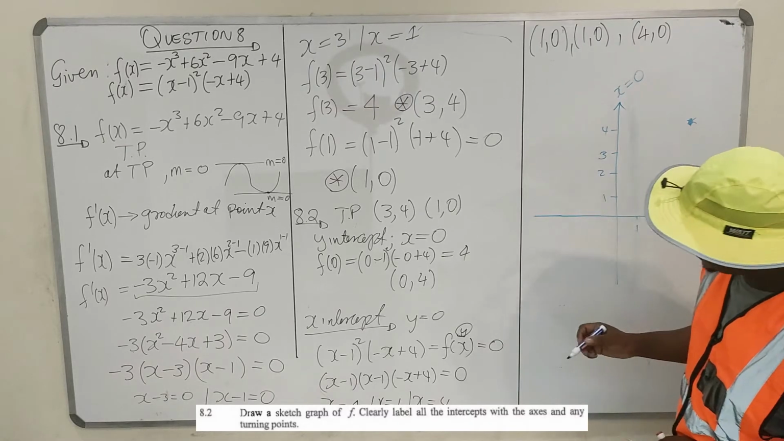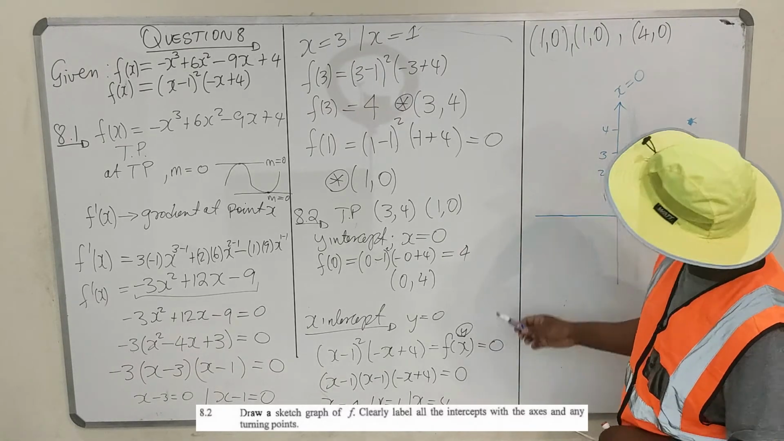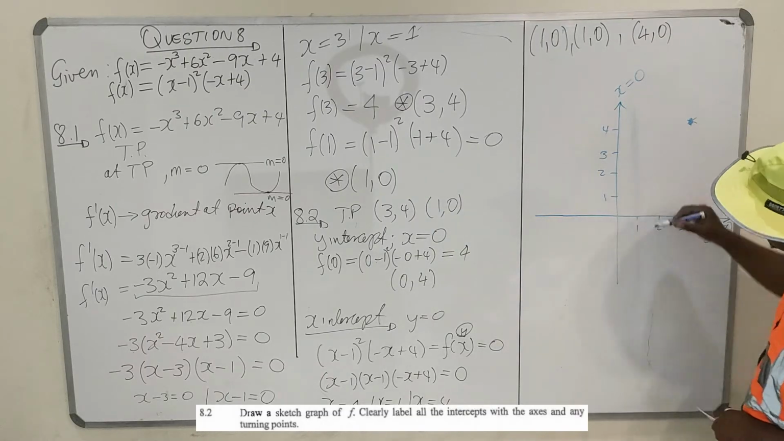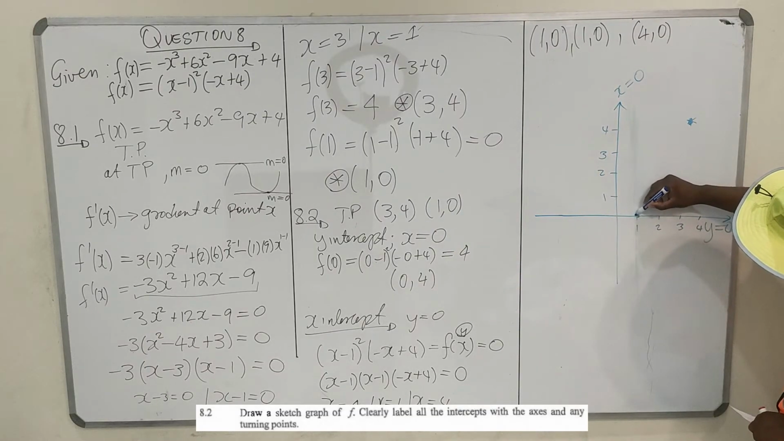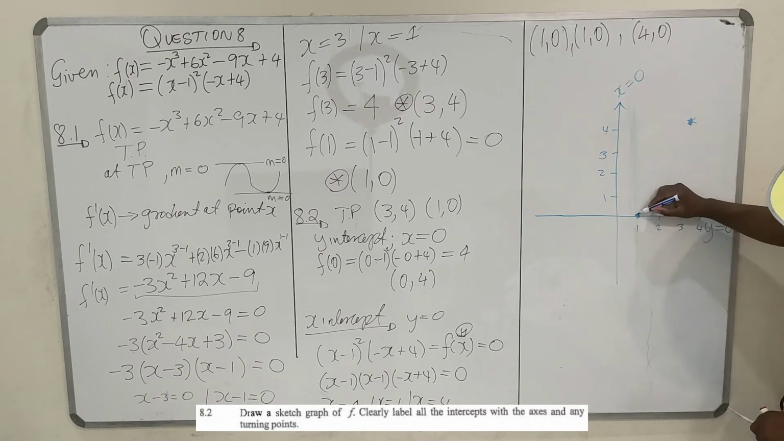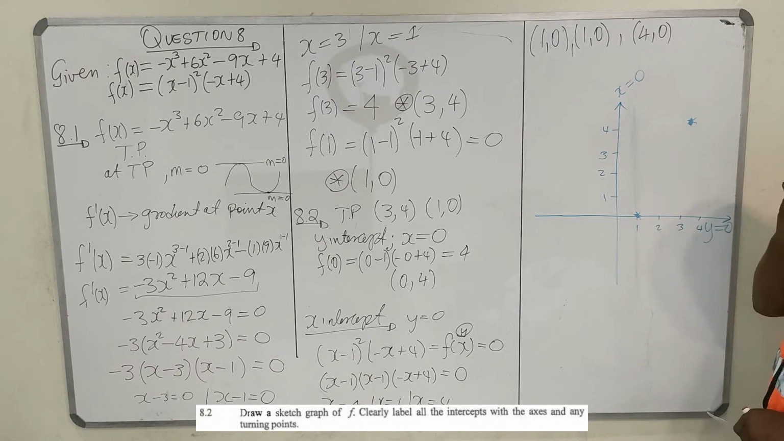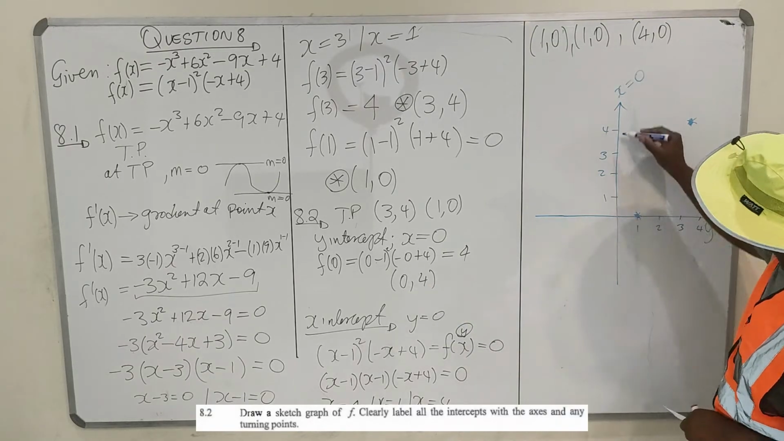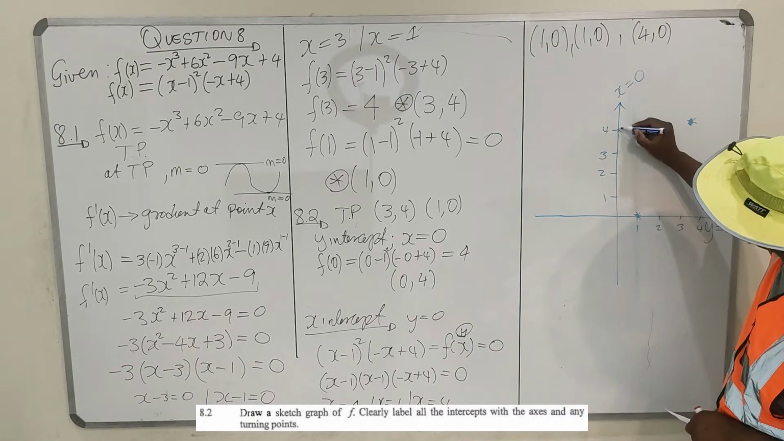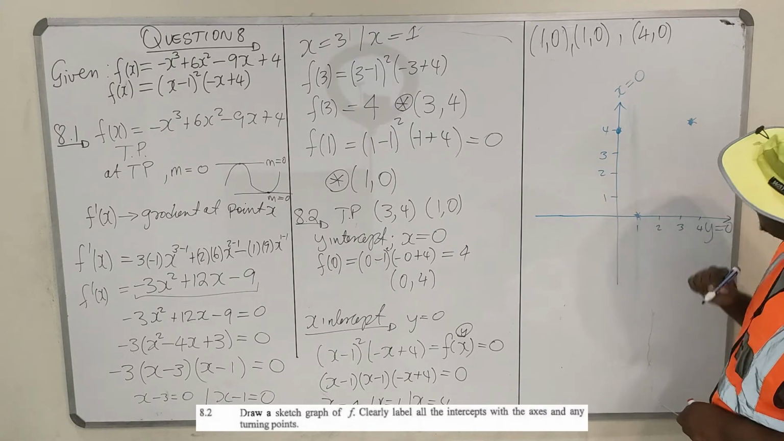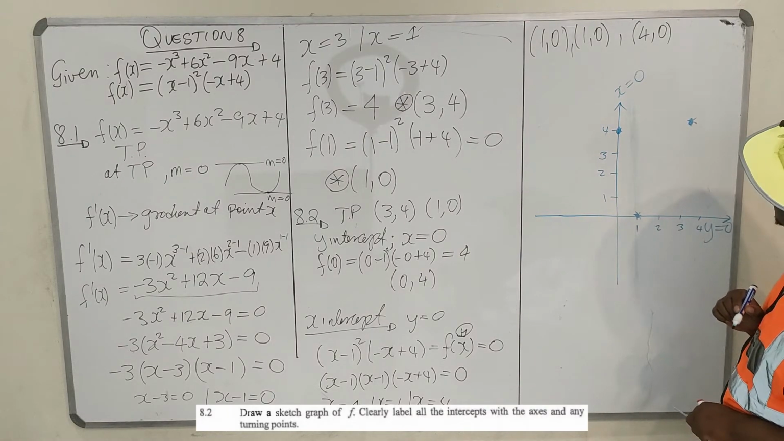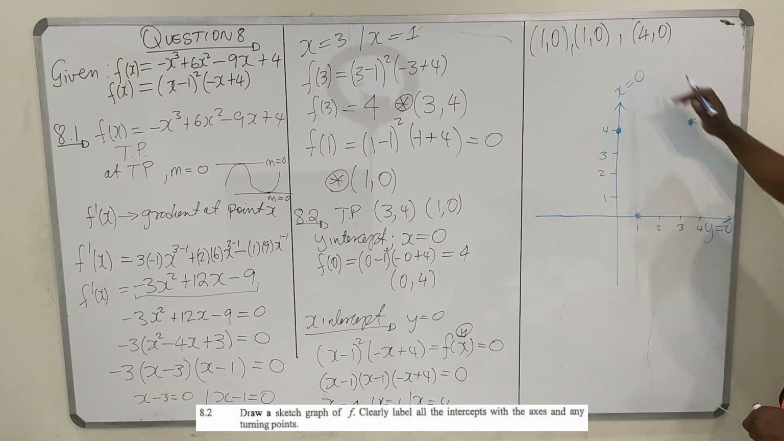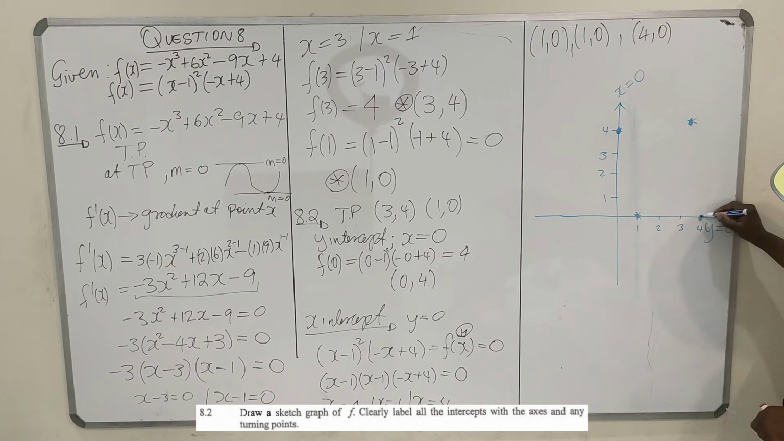And another turning point is at 1 and 0, which is here, on the x-axis. What else do we have? We have the y-intercept at 0 and 4. X is 0 here, and y is 4 there. So here we go. What else? We have that x-intercept there, which is this one here.